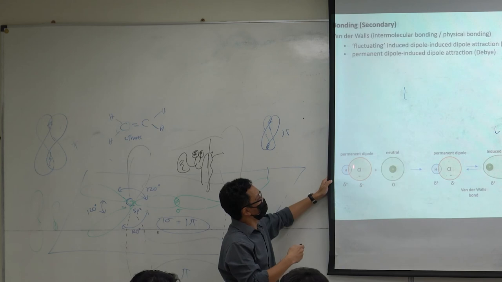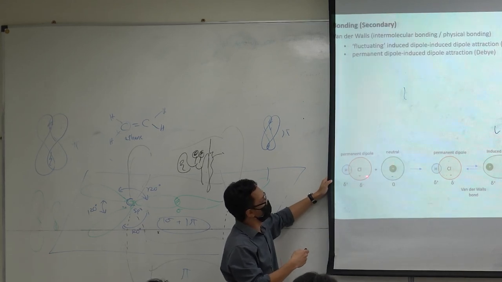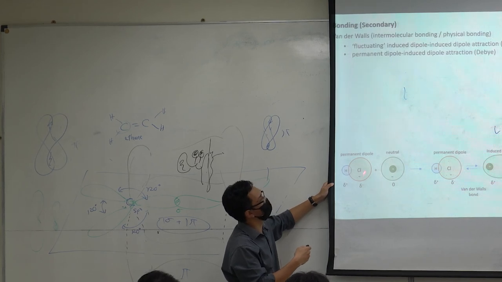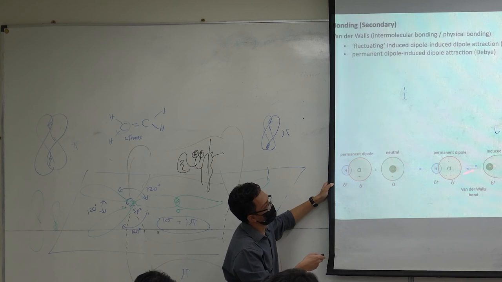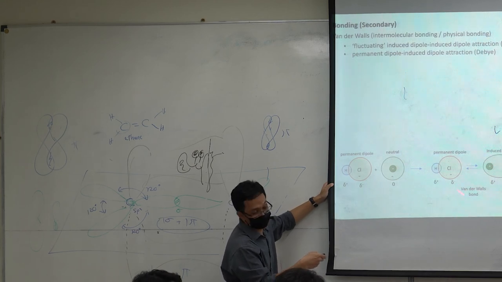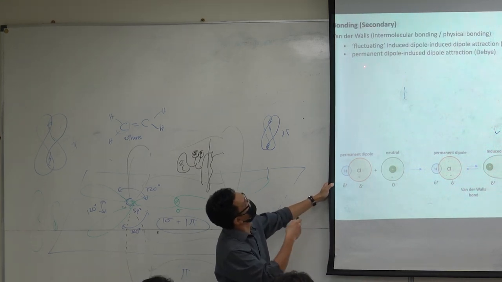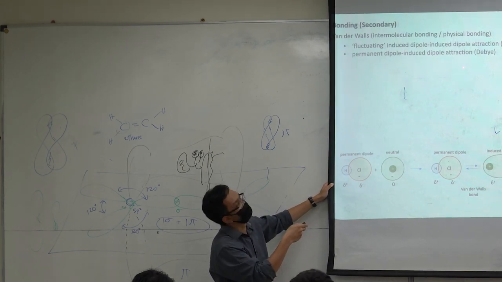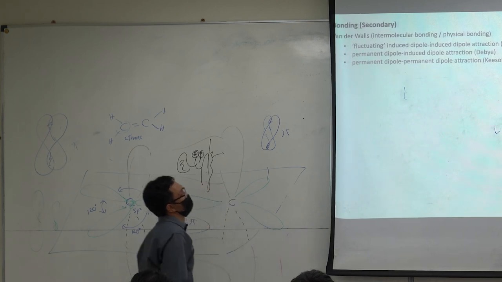Then this meets a neutral atom, and because of the partial negative, there is a dipole here, so it sort of induces this. Permanent dipole, induced dipole. So you get this. It is also a van der Waals bond, but under this permanent dipole, induced dipole attraction, we call it Debye force, Debye force. And the last is this.